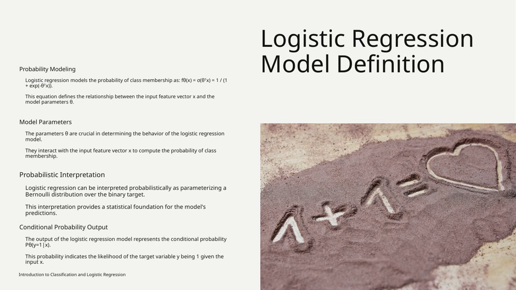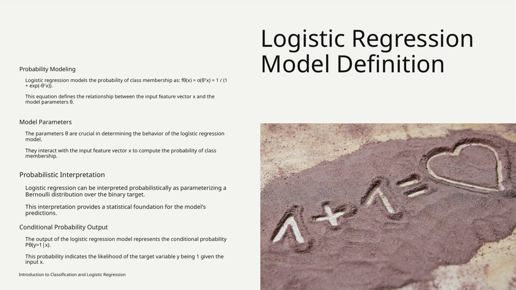Now, let's dive into the core of classification with logistic regression. At its heart, logistic regression models the probability that a given input belongs to a particular class. The key equation here is f theta of x equals sigma of theta transpose x, which is 1 divided by 1 plus the exponential of negative theta transpose x. This may look complex, but essentially, it captures how the input features and the model parameters interact to produce a probability.